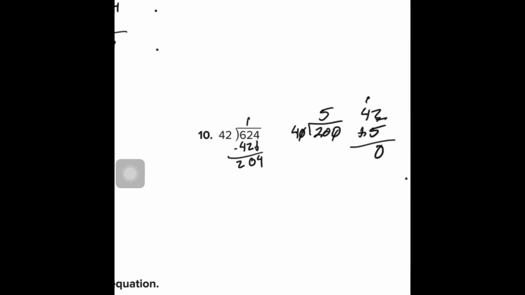5 times 2 is 10. 5 times 4 is 20 plus 1. Ooh, that is way too much. So we need to try a guess and check of 42 times 4. 4 times 2 is 8. 4 times 4 is 16. That's a little bit better.